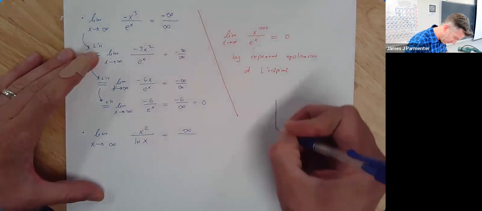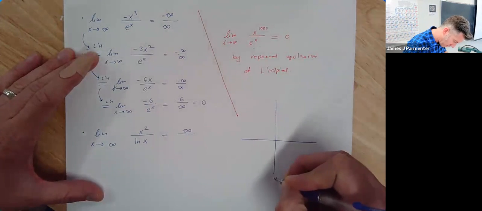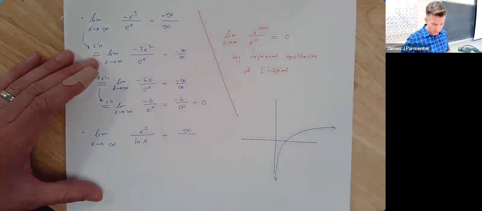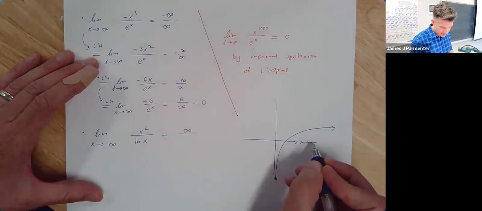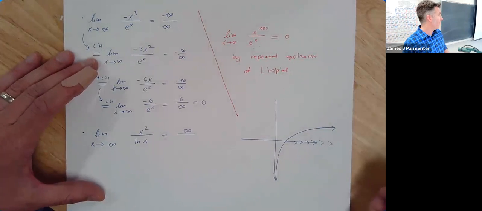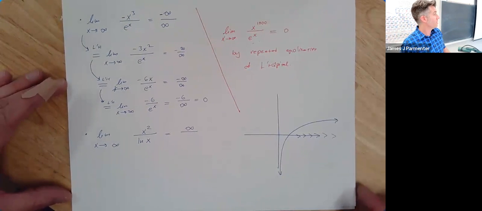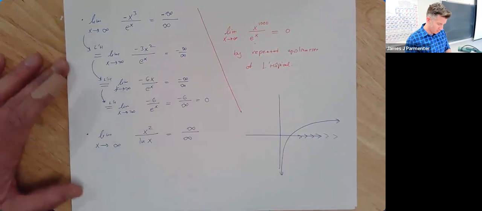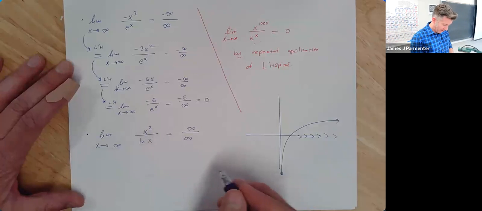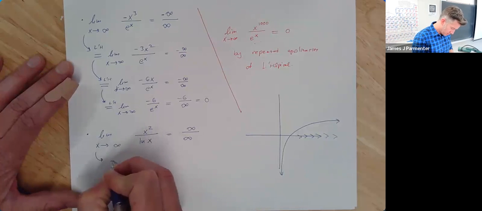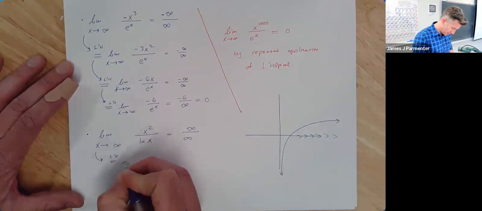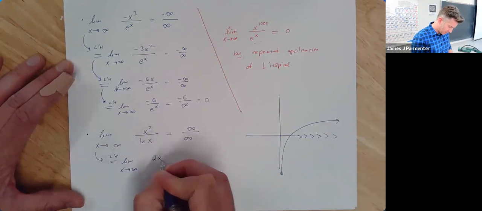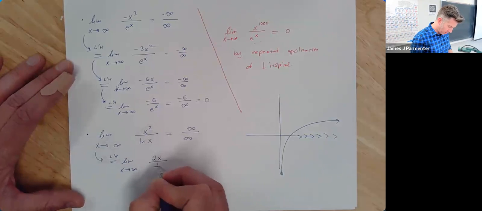Let me draw the graph. Here's the natural log of x graph. And as x goes way, way out to infinity, the natural log graph, although very, very slowly, does go to infinity. So let's see what we get here. Well, I have to use L'Hopital's rule. So using L'Hopital's rule, you get the limit as x goes to infinity of 2x on top divided by 1 over x on the bottom.